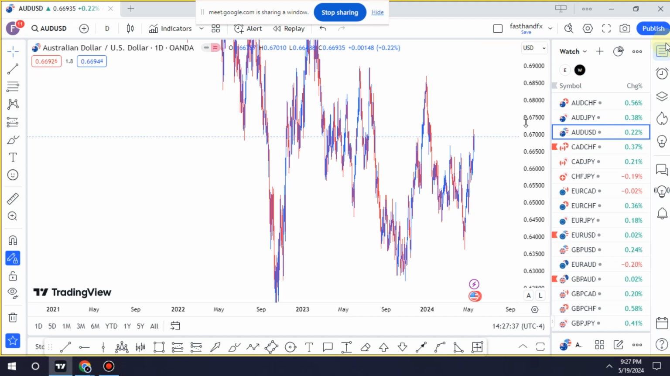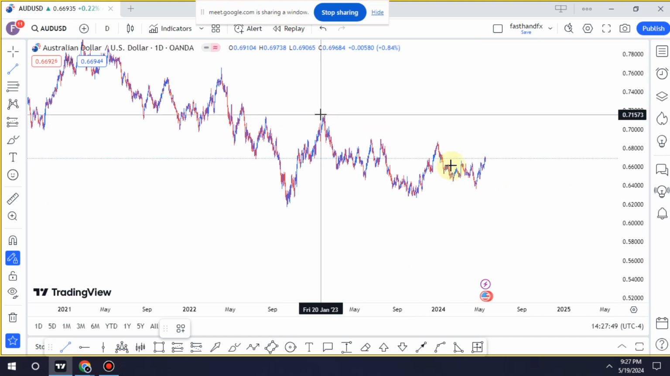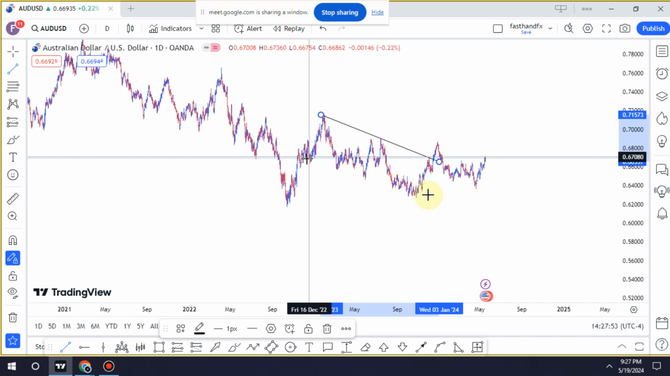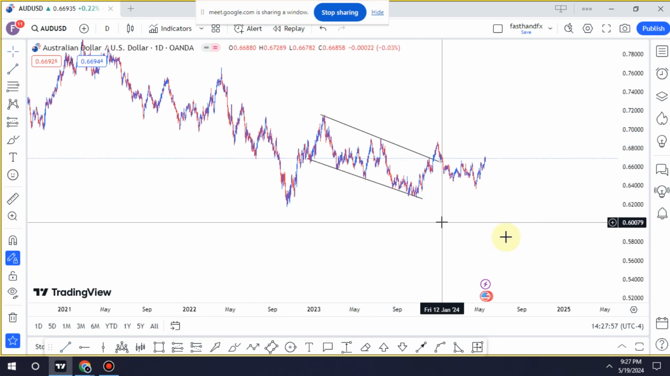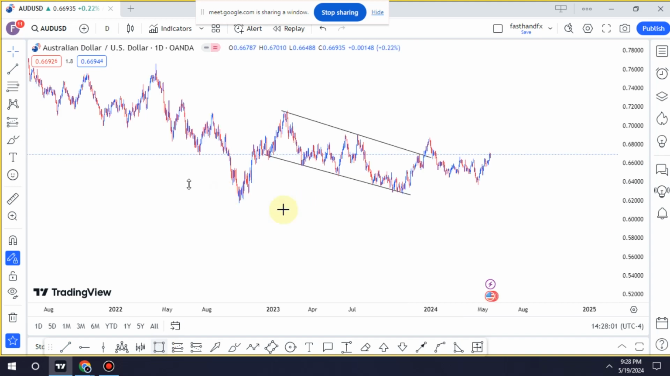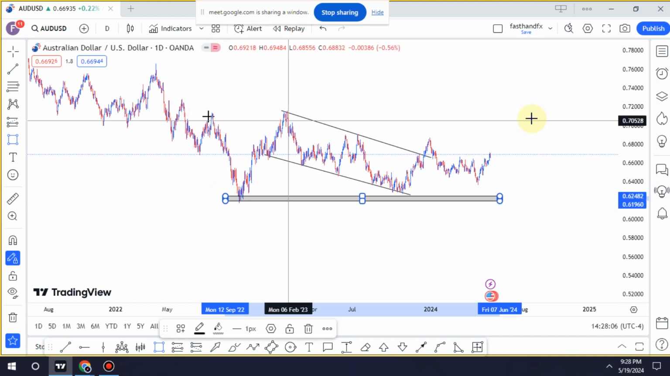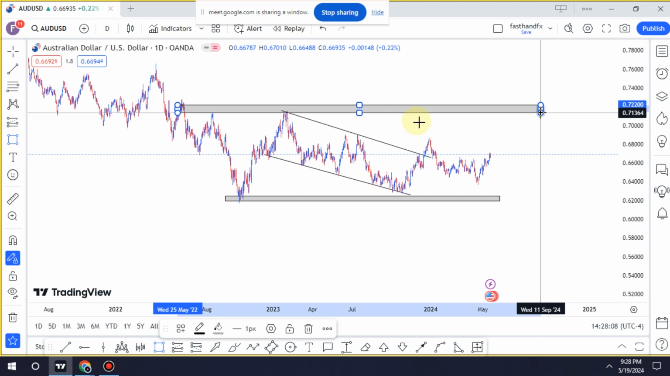Alright, now remember, we are looking for continuation patterns. Guys, price does give out these patterns each and every time. Look at this, we have this one, and we have this. So that's another continuation pattern. That's a bullish flag. And guess what's the last low right here? And we have a high right here. So there's that possibility that price is going to retest this high.